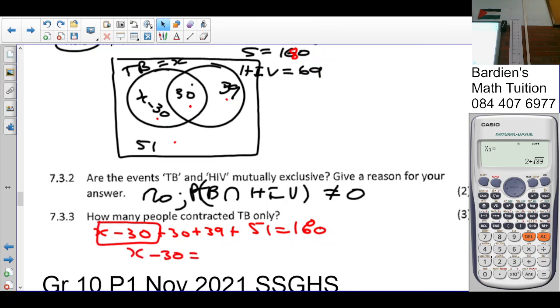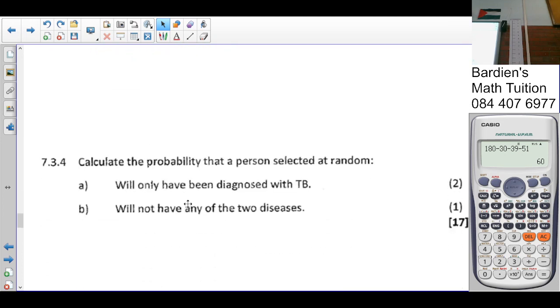So X minus 30 is equal to 180 minus 30 minus 39 minus 51. That gives an answer of 60. If you had calculated X, it would have come to be 90. Then you just say 90 minus 30, which will give you 60 anyway. Okay? You guys understand? Alright, the last question.